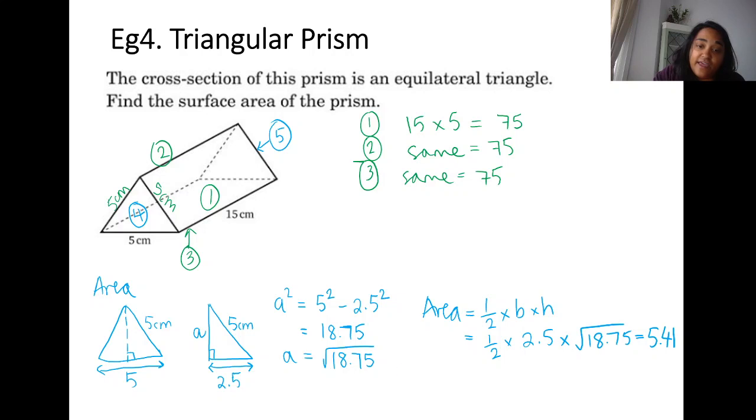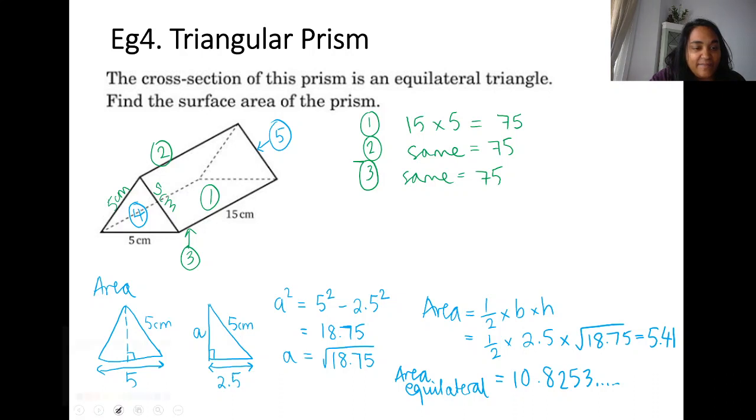So to find out the area of my equilateral triangle, what do I need to do? Well, that's right, I need to double it. So that gives me 10.8253, etc. if I kept going. So that was a lot of work just for that one face, but thankfully I can use it twice.